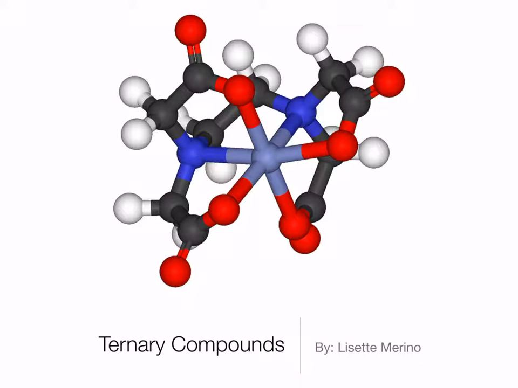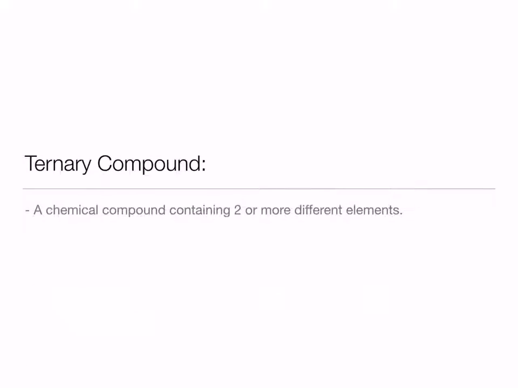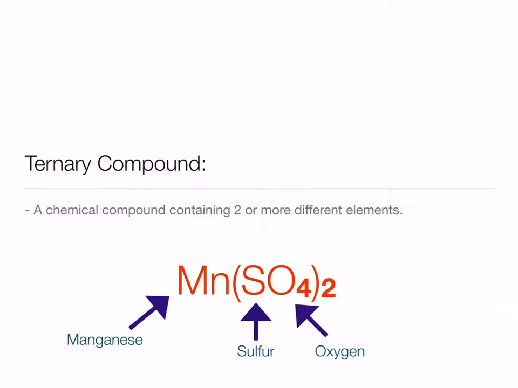My name is Lisette Marino, and I'm going to teach you how to name a ternary compound. A ternary compound is a chemical compound containing two or more different elements. An example of this type of compound is this. Here we have manganese, sulfur, and oxygen.